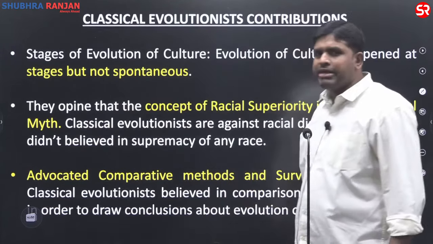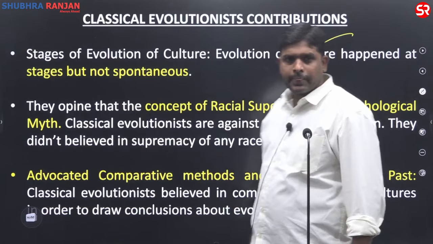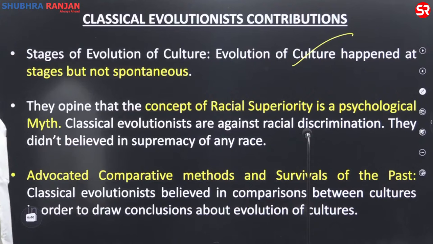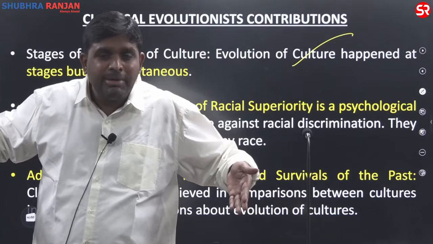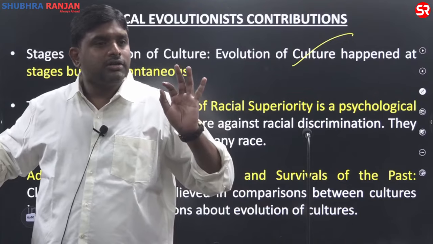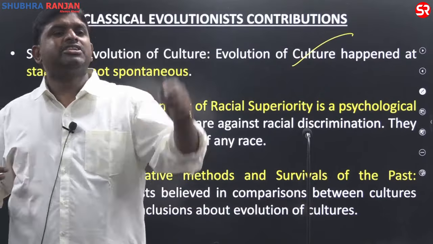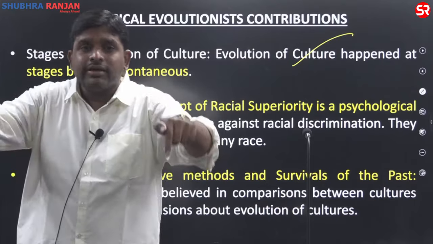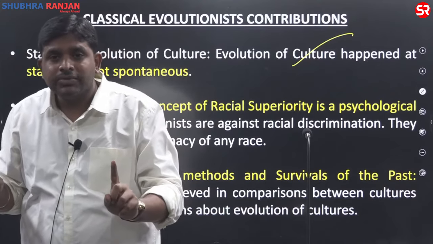So the first thing they believed is the evolution of culture. Evolution of culture happened in stages, but not spontaneously. So the classical evolutionism school believes that evolution is not spontaneous, evolution is stage after stage. Like how you went through first class, second class, third class, fourth class, tenth class, intermediate, graduation, post-graduation, and then you are here. So, evolution is not spontaneous, evolution is stage after stage.